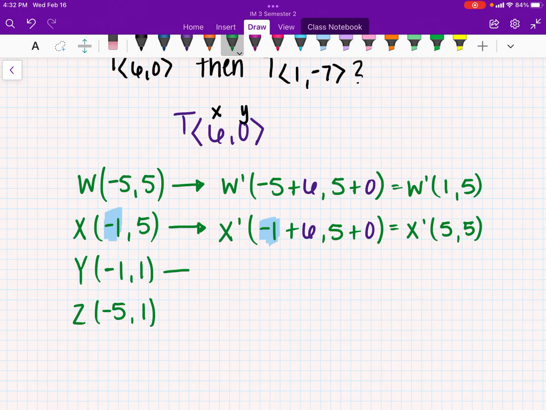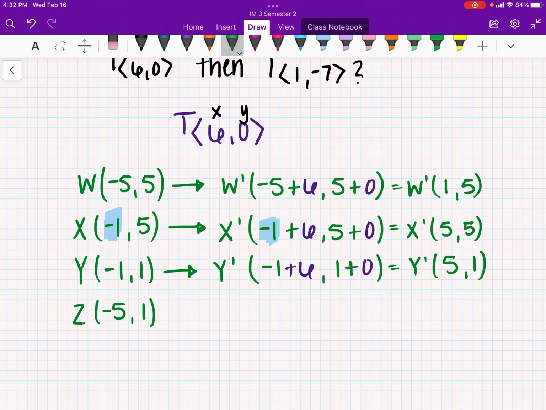So same thing, guys. Let's go ahead and just finish this off here. Y prime, I have negative 1 once again, plus a 6, and then 1 plus a 0. And we're going to close it off. And in this case, y prime should be 5 and 1.